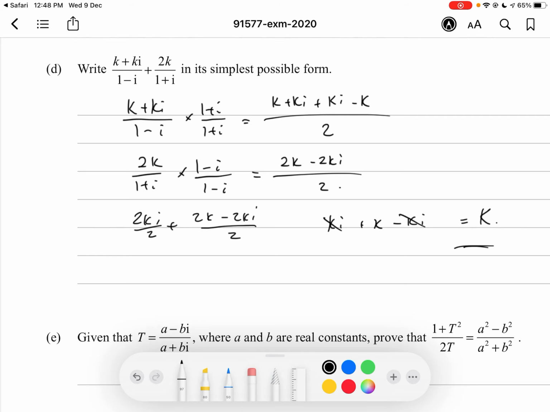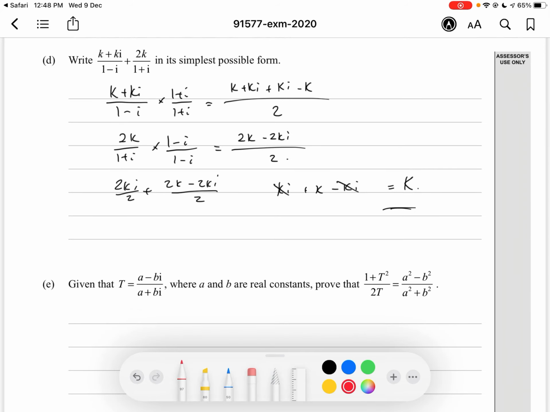So that's our simplest possible form for this question, and it should be a merit level question. To get an achieved grade, if you can multiply by the conjugate here and multiply by the conjugate there, you should be able to get an achieved.